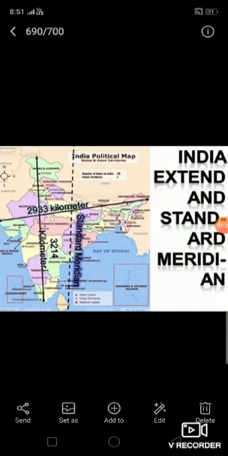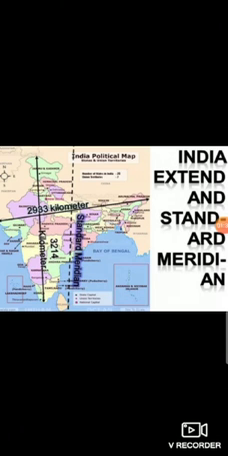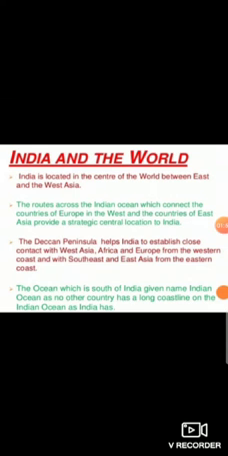Now students, you can see the latitudinal and longitudinal extent of India: the distance from north to south and from east to west. The distance from north to south is 3214 kilometers and from east to west is 2933 kilometers.